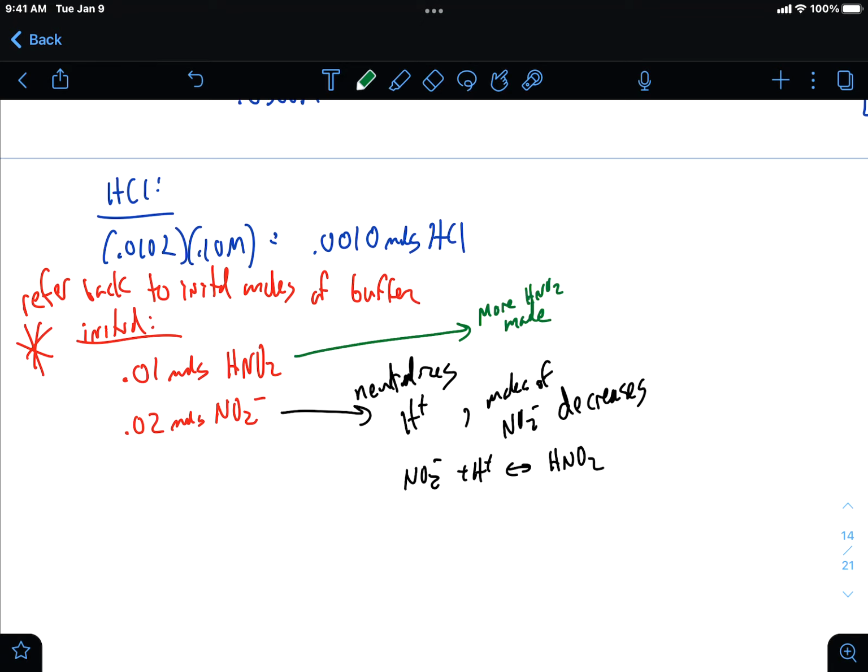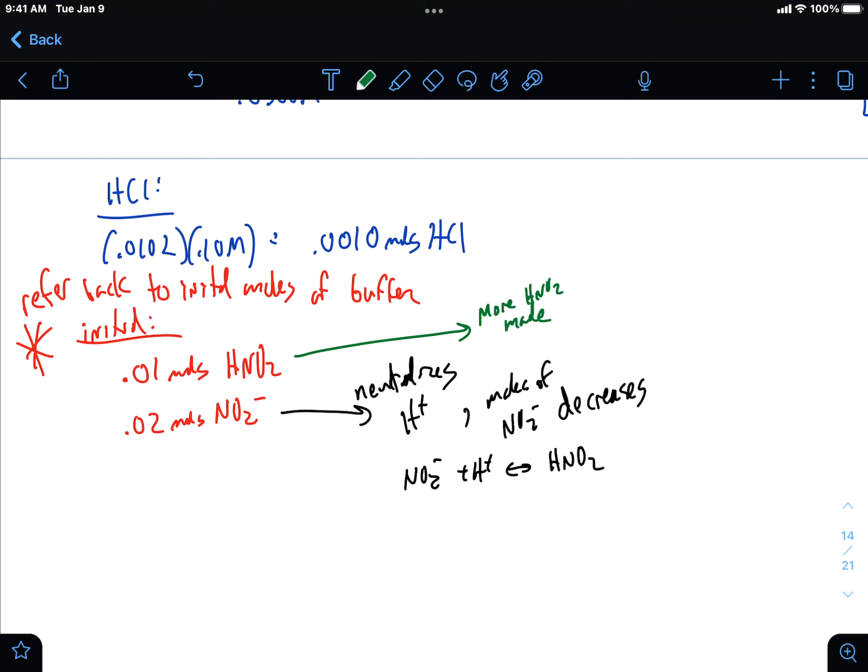There's more moles of HNO2. So what you should see then is we need to adjust our concentrations of HNO2 and NO2 minus because of this H plus that we added. One of these numbers will go up, one of these numbers will go down, and then we will recalculate what the concentrations are and plug them back into the ice table.